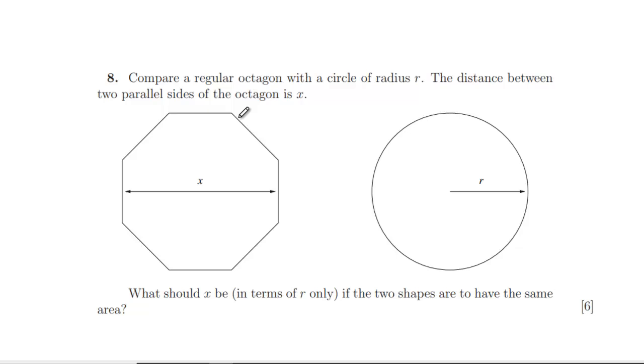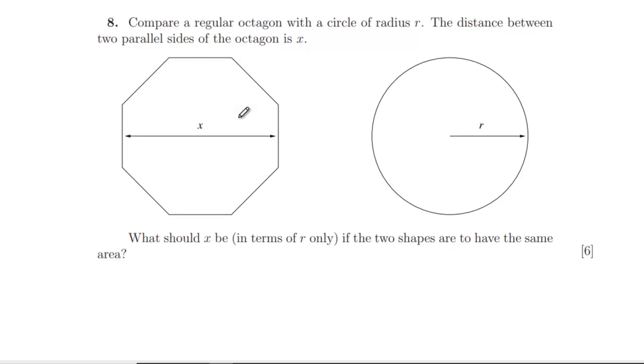What we got now? We got compare a regular octagon with a circle of radius r. The distance between 2 parallel sides of the octagon is x. Okay, right. So just got a picture. What should x be in terms of r if the 2 shapes have the same area? So we've obviously got our pi r squared there. How are we going to get the area of the octagon?